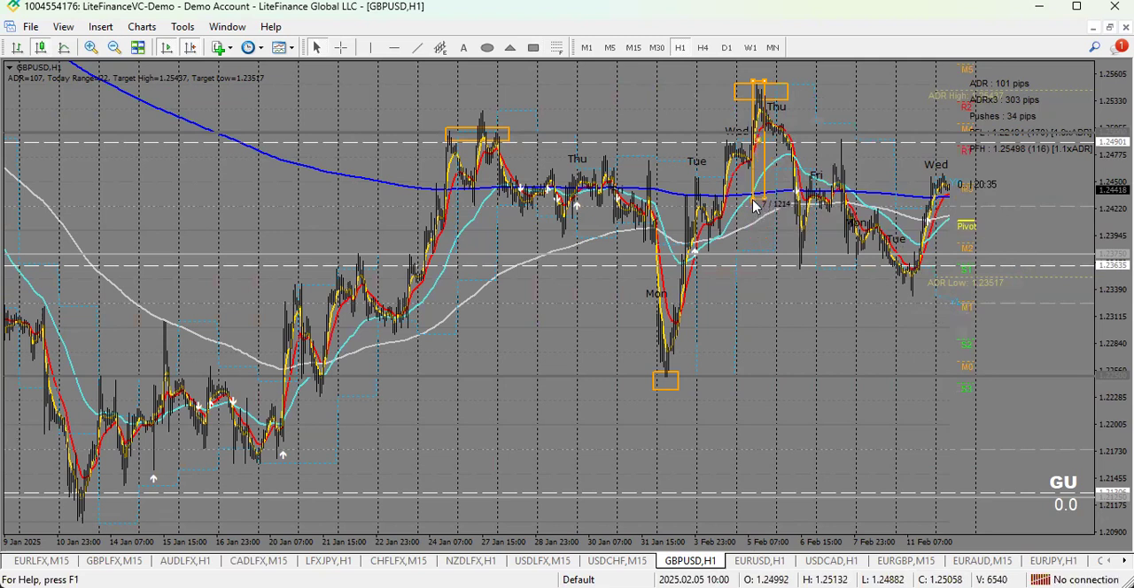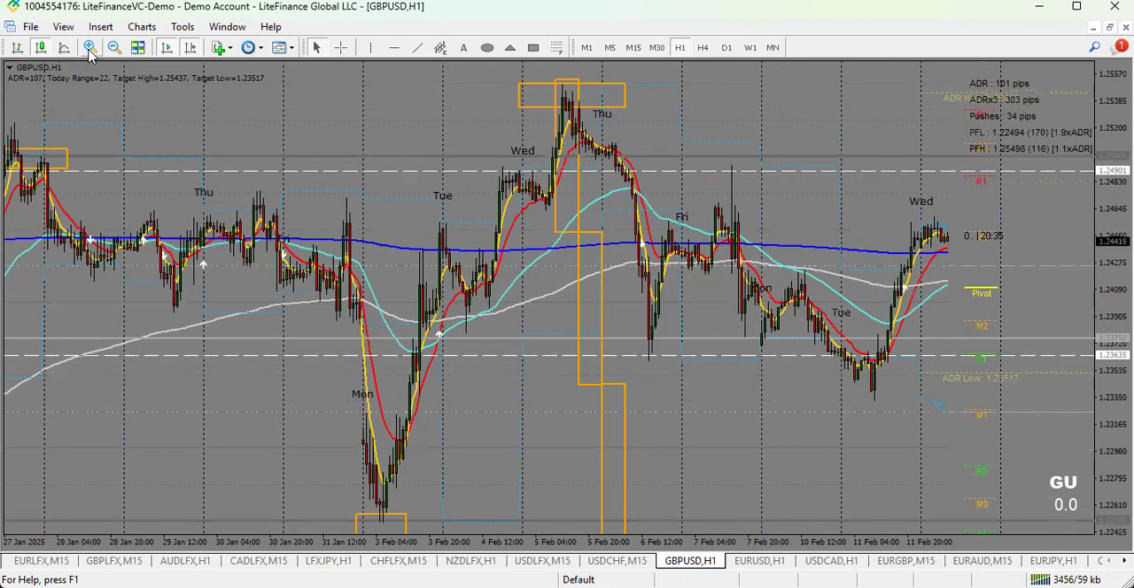So 101, that's the ADR, and here we have another 107. So the average will be around 104. We had the second ADR, just like Euro USD, and the third. So we have two points here where the market would go.